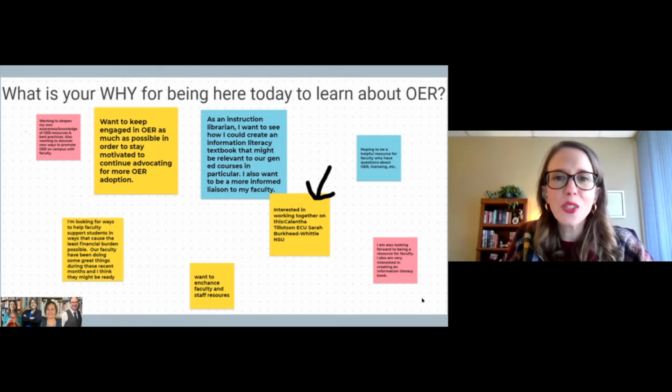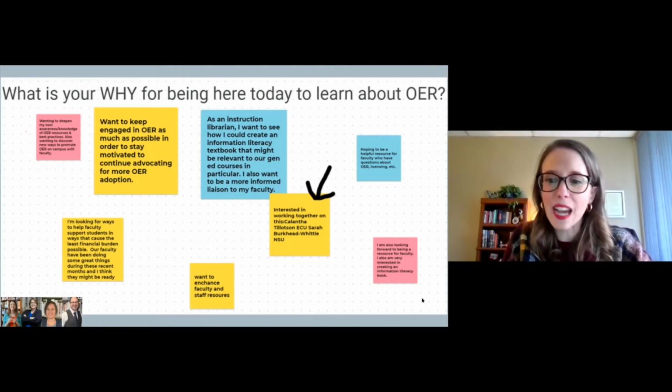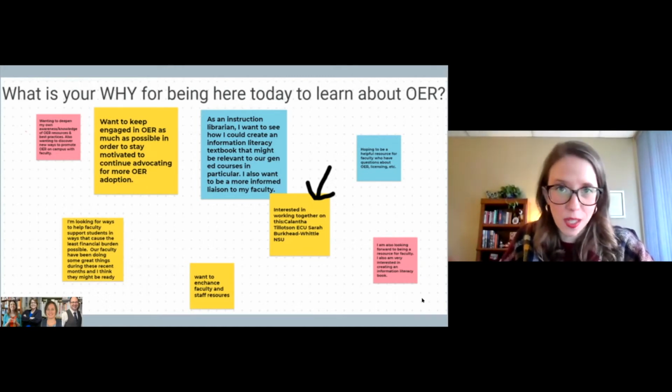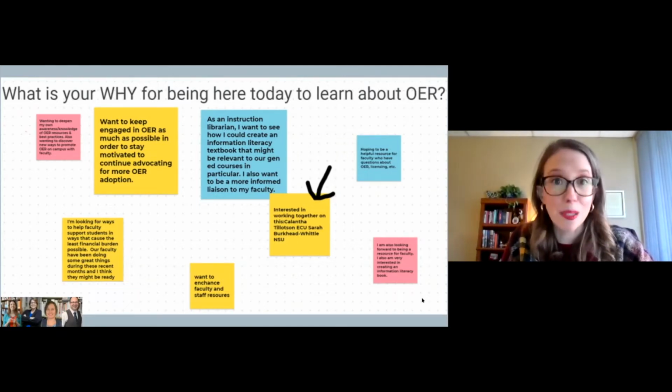So in the center of the screen, there's a blue sticky note that you can see, and it was written by Calantha. And she wrote, as an instruction librarian, I want to see how I could create an information literacy textbook. And I saw this and I replied in the Zoom chat that was going on simultaneously with the Google Jamboard being what we were seeing. And I said that I would also be interested in creating something like this.